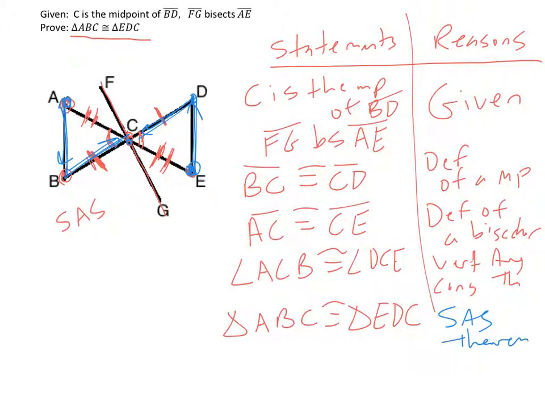And that is how we write a triangle proof. They're all very similar. You might use a different theorem in different circumstances, but it's all about proving sides congruent, proving angles congruent, and using the correct theorem.